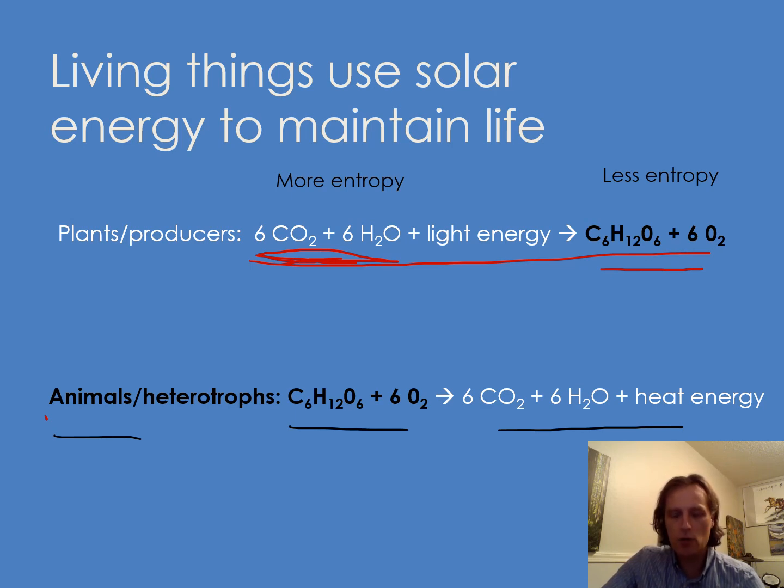Because on the right, there are more molecules, a total of 12 molecules, and also heat is being released, which tends to spread out from areas of hot to areas of comparative cold. So on the right, there's way more entropy and randomness.